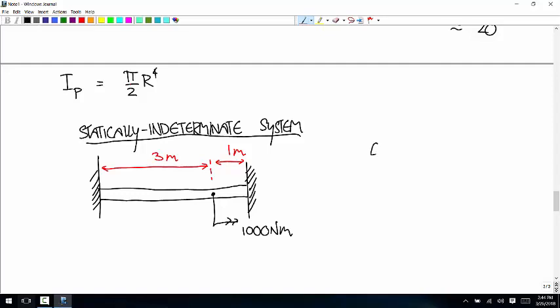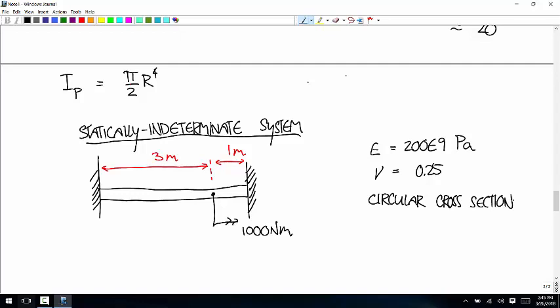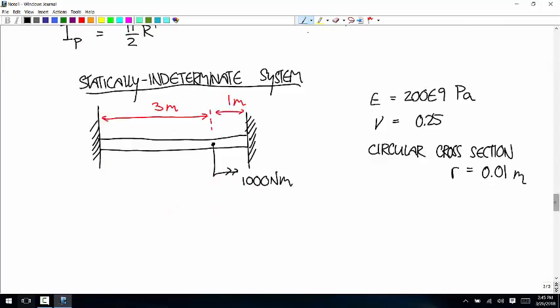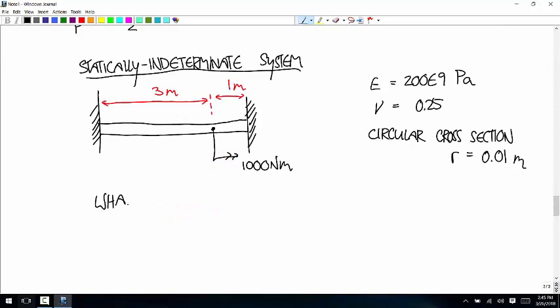And let's say that Young's modulus is 200 times 10 to the 9th. That's steel. Poisson's ratio now we need, and let's say that's 0.25. And let's say that this has a circular cross section of 1 centimeter. What are the external loads?